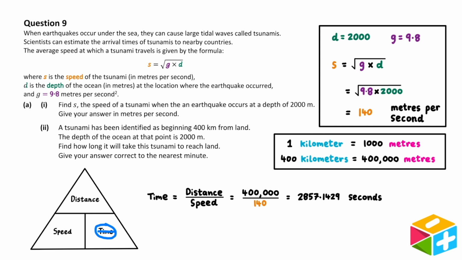Since our speed is in meters per second, the unit here will be seconds. However, we need to give our answer correct to the nearest minute. To convert from seconds to minutes, we divide by 60. This comes out as 47.6190 minutes. We want our answer correct to the nearest minute, so to get our final answer, we should round this off to 48 minutes.